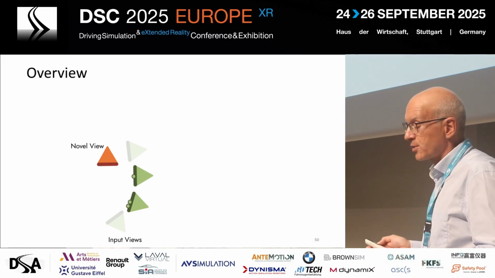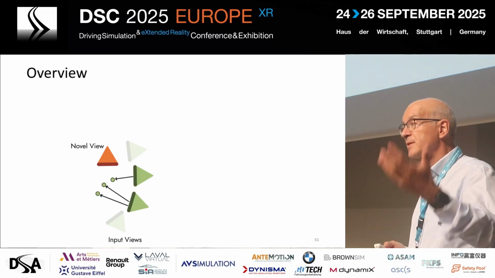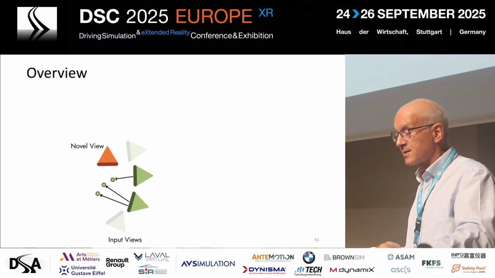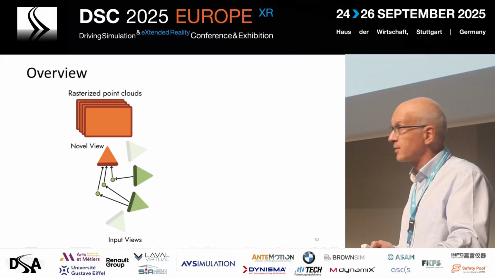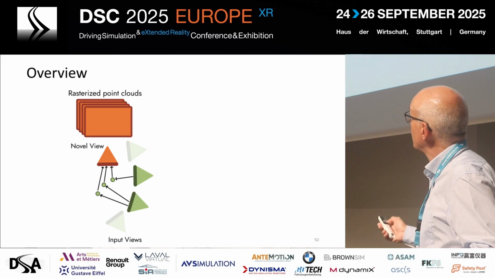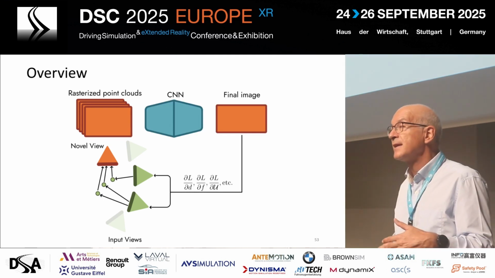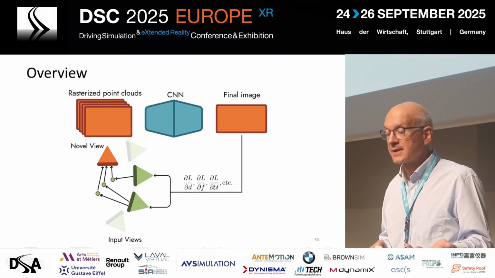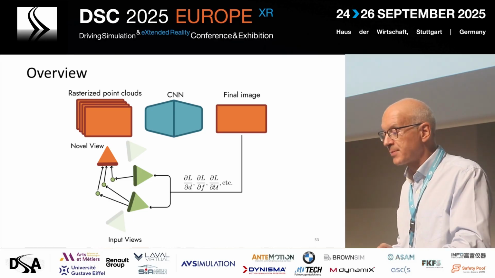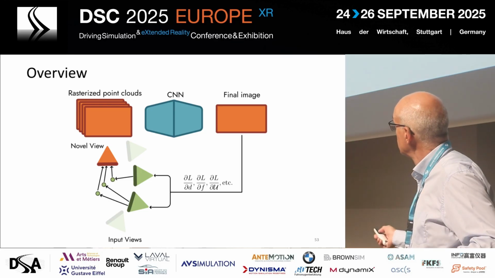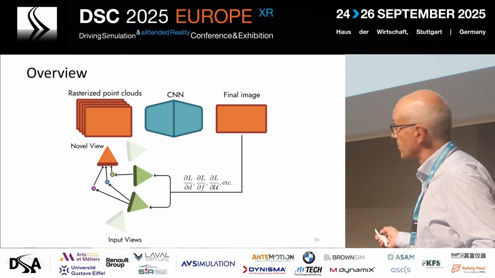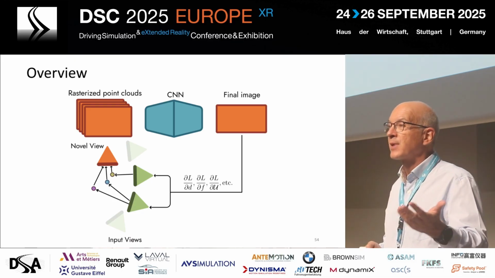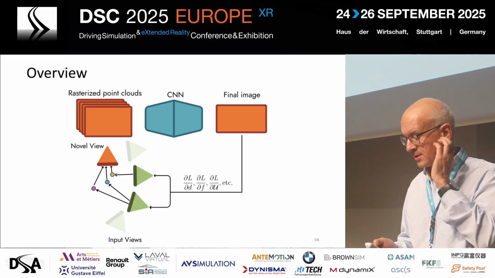So for each pixel we create a point, we'll use the multi-view stereo to project it to 3D, and then we can project it to the novel view. We rasterize this to get a point cloud, and then we use a CNN to actually do the rendering of the final image. This is a fully differentiable pipeline that allows us, for example, to change the position of the points and put them in the right place if the original multi-view stereo is not good.